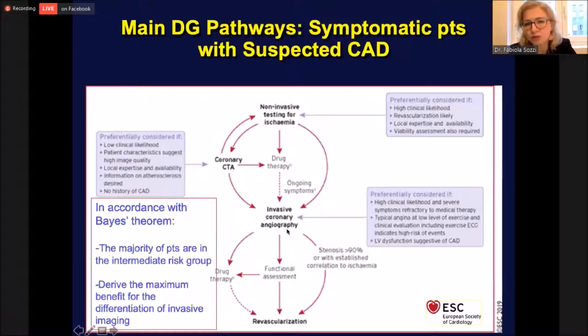And then we should send to invasive coronary angiography only patients at very high risk of coronary disease, very high risk, because 95% of them need revascularization.